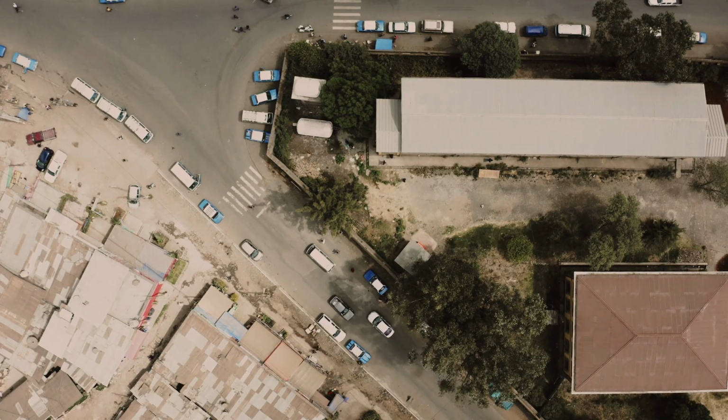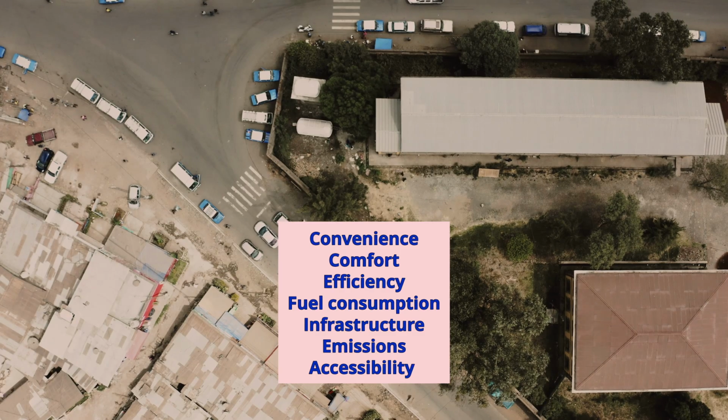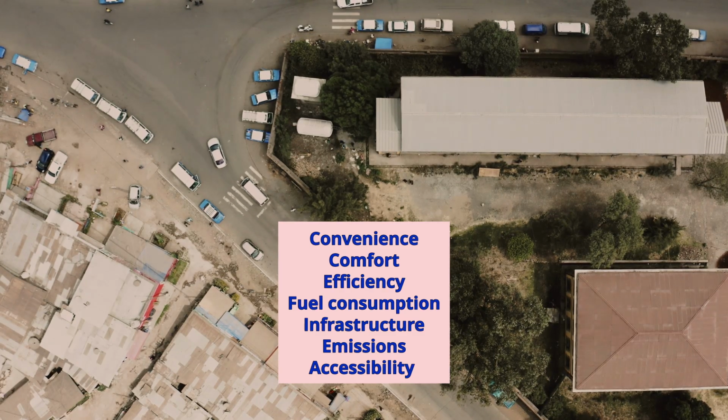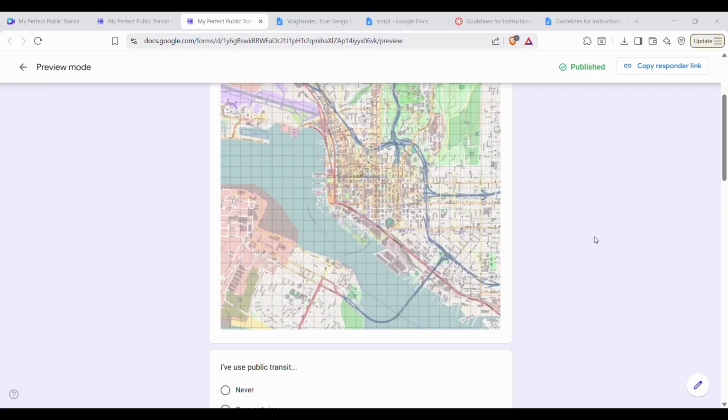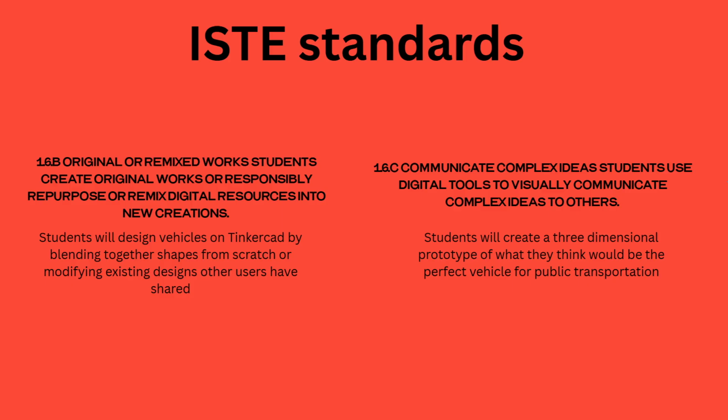So, before you start designing, take a moment to think of some specific problems you want to address with your vehicle design and how your design could overcome those problems. Then, complete this form to help you solidify some of your ideas. The link to this form will be in the description.